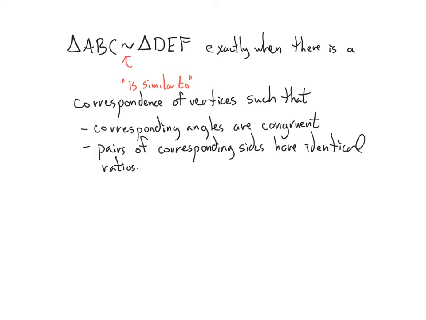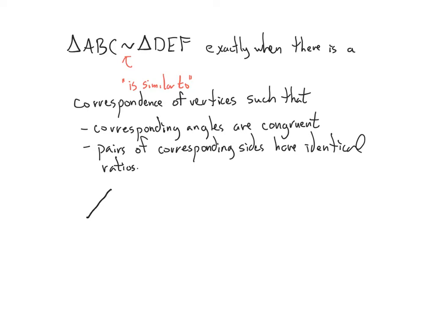So let's be a little more formal with what we're talking about here. So when I say two triangles are similar, we'll call them ABC and DEF. The symbol here, just the tilde without the equals, means is similar to. So when there's a correspondence of vertices such that corresponding angles are congruent, and it's not that corresponding sides are congruent, but the ratio between corresponding sides is the same for every pair of corresponding sides. Let me give you an example.